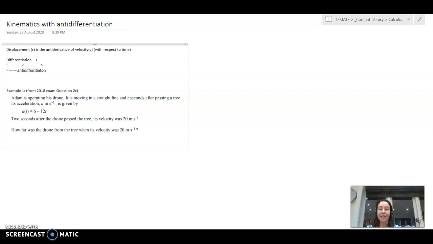Today we're going to be looking at kinematics with antidifferentiation, or integration as I usually call it. So remember when we were doing kinematics with differentiation, and I said to you that we had the three different letters: S, which is our displacement, V, which is velocity, and A, which is acceleration. Often we call displacement our distance, but it's an S, so that's very important to remember.